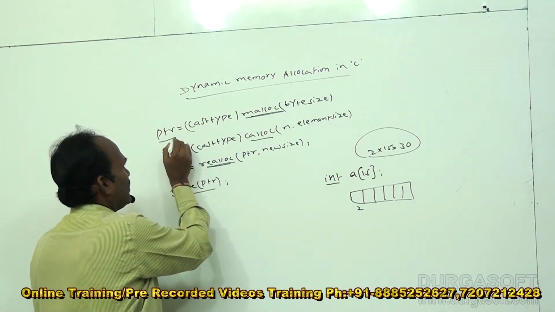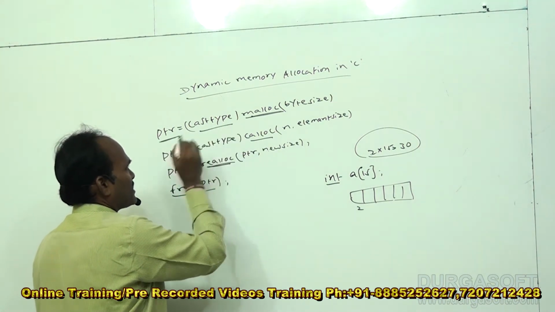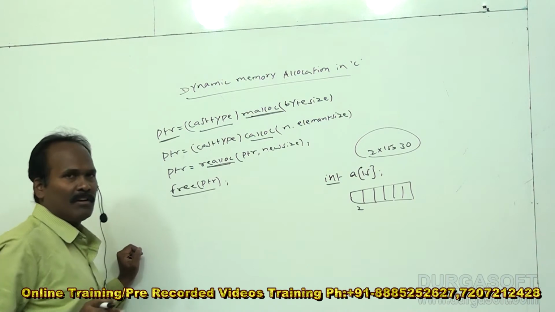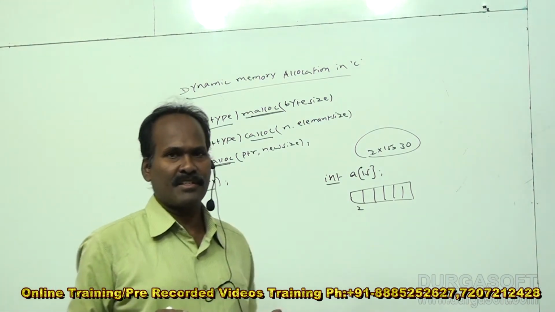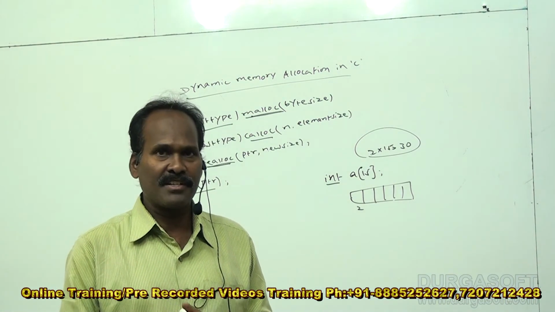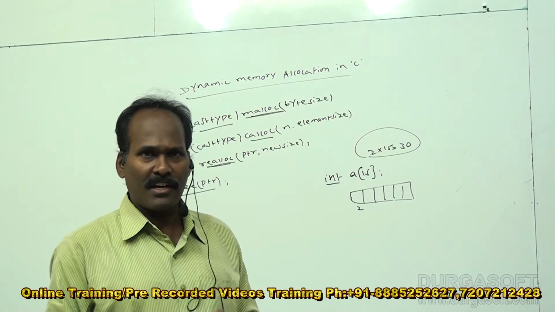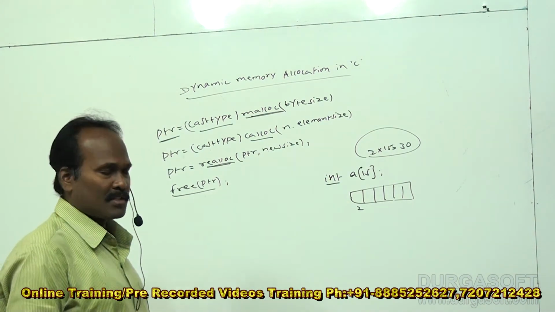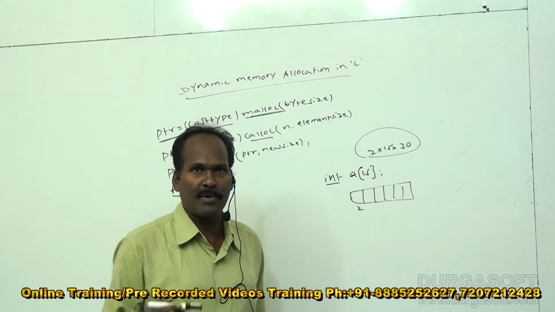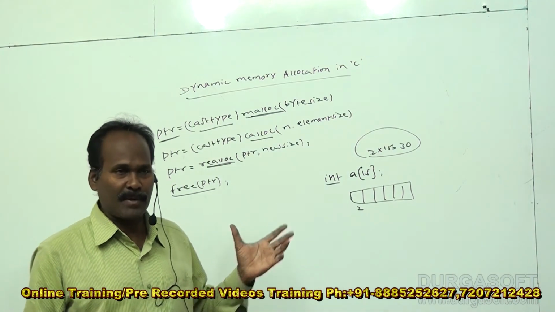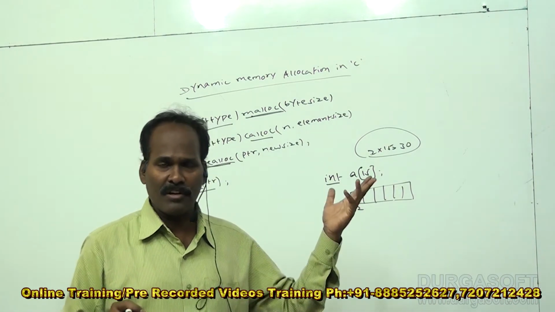ptr equal to cast type. Cast type means, suppose I want to reserve space for integers, then the integer type must be mentioned over there. If I want to reserve space for floating point numbers, the type must be converted to floating type.